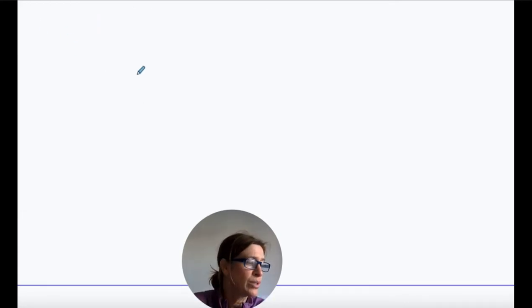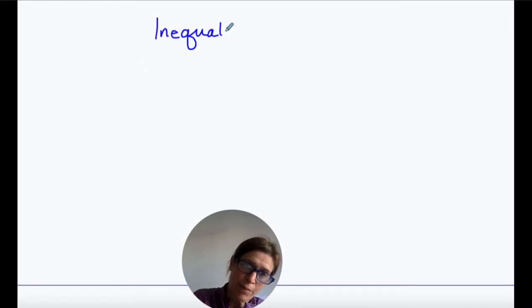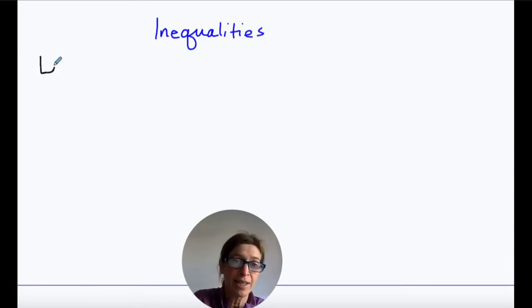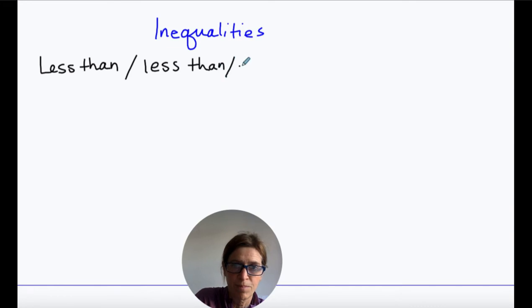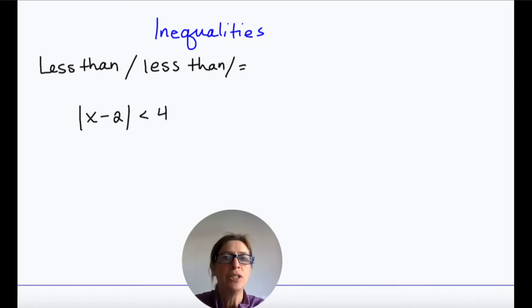Okay, so let's look at inequalities with absolute value. We're first going to look at less than, or obviously less than or equal to. All right, so let's use that exact same equation. What if I said the absolute value of x minus 2 is less than 4? Now, I could also make that less than or equal to, so just remember that. First of all, this means less than inequalities involve something called overlap.